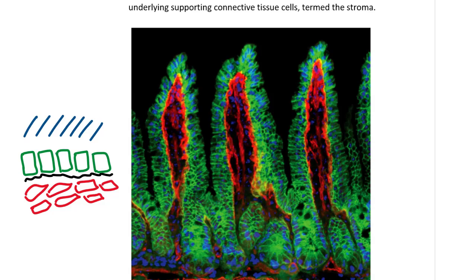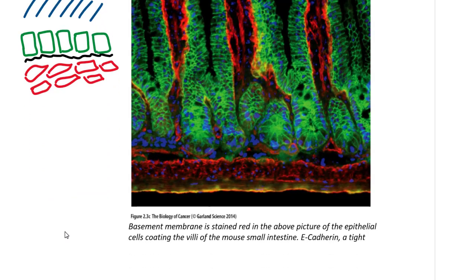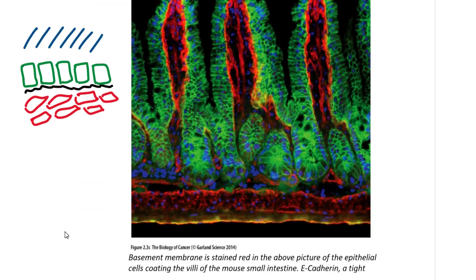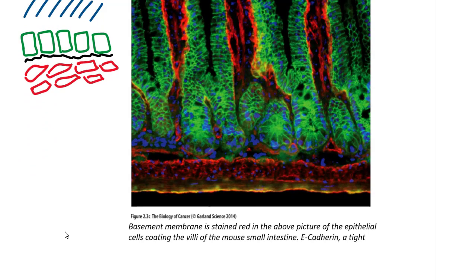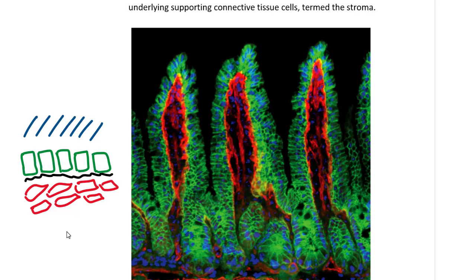Now what we have here is a picture of basement membrane. So what is this? Epithelial cells coating the villi of the mouse small intestine. It's a little bit hard to see in this picture. First of all, the blue, you can sort of see these little blue things right here and here, for example, and here, right? It's kind of a bluish, purplish color. Those are the nuclei of the cells, okay? So those are the nuclei.